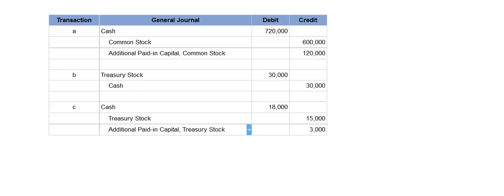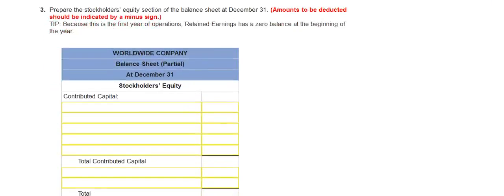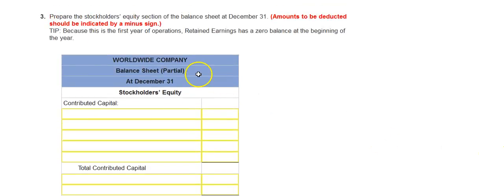What I would recommend with problems that have multiple journal entries is that when you have to produce a statement of retained earnings or a balance sheet, you draw T accounts on a sheet of paper and keep track of the account balances to make doing the stockholders' equity section of the balance sheet a little easier. So I'm going to scroll down, and we are told to prepare the stockholders' equity section of the balance sheet at December 31st. Amounts to be deducted should be indicated by a minus sign. And it says because this is the first year of operations, retained earnings has a 0 balance at the beginning of the year. Okay, so we're going to start by doing the contributed capital section.